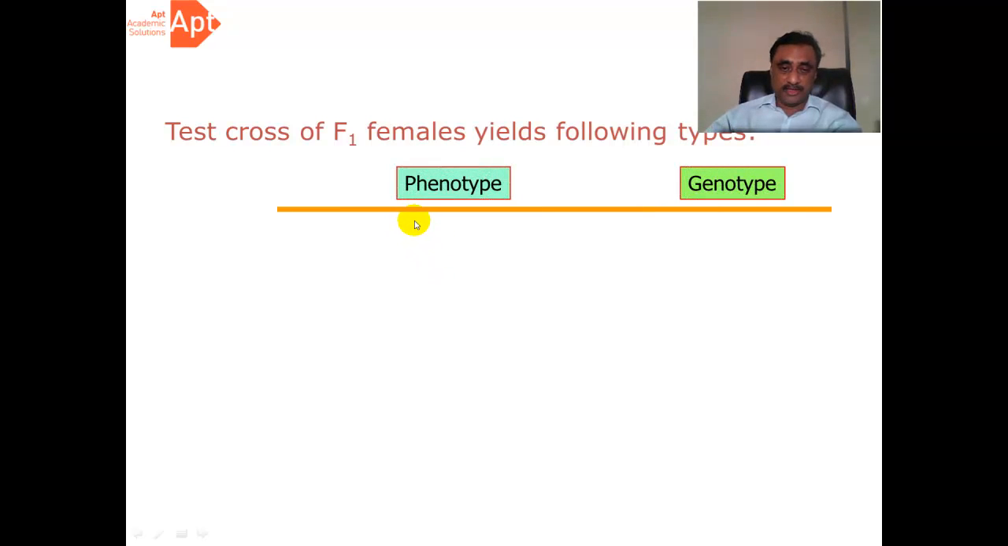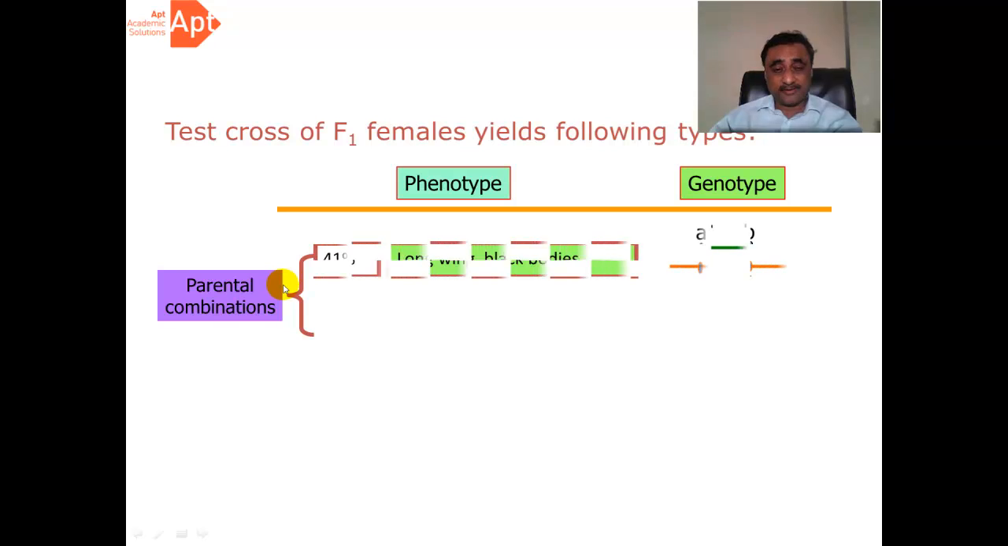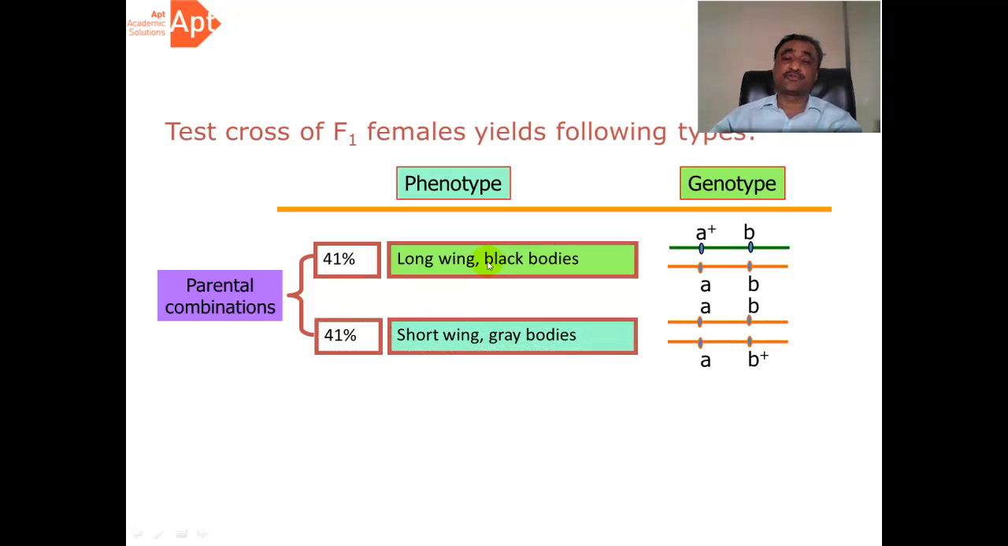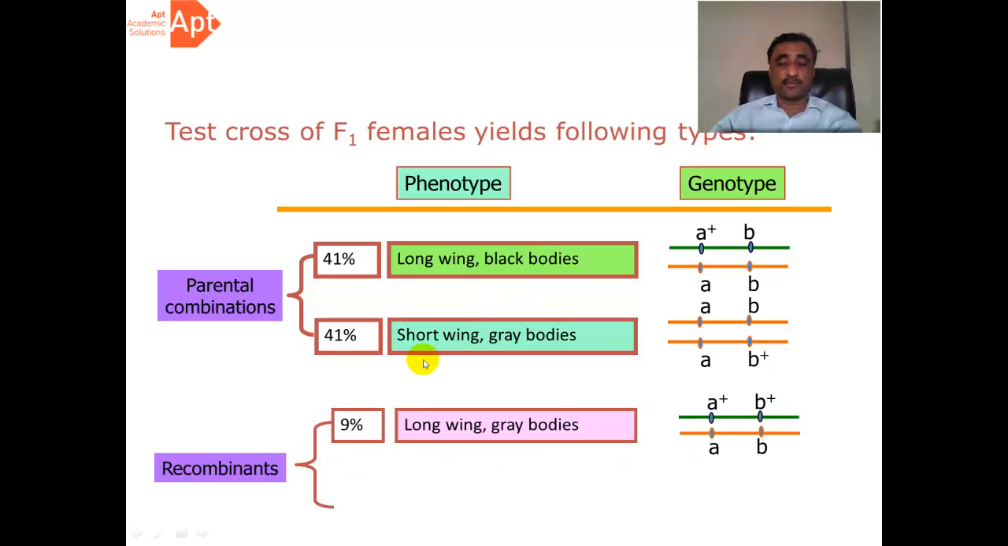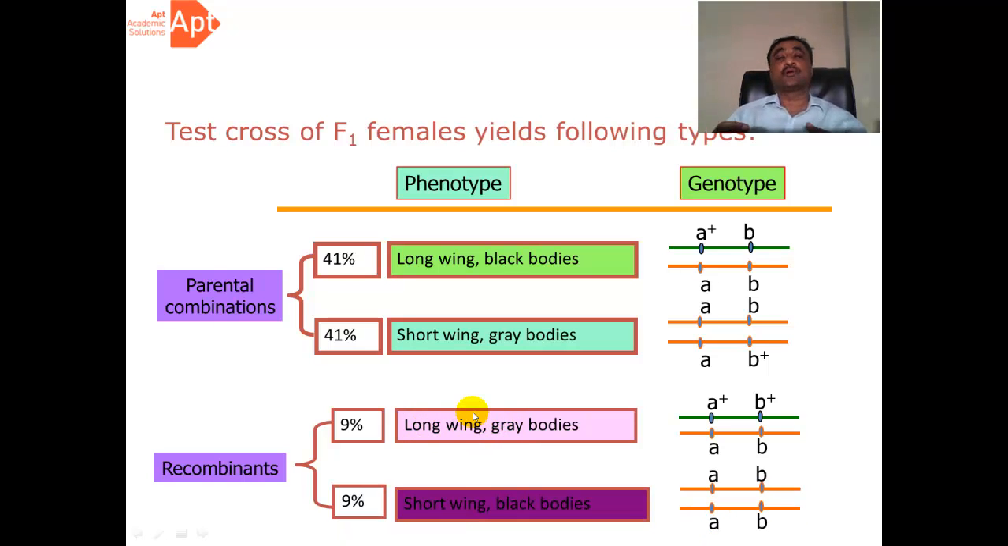Now, as a result of the test cross, what happens? The parental combinations, long wing black bodies, because this was the parent from where we started, got 41%. Short wing and gray body again got 41%, because we started with long wing, which is dominant, and black body was a recessive character. Here we got 41%. Short wing and gray was dominant, right? But the recombinants, because they are the new combinations, that is long wing gray bodies and short wing black bodies, both get 9%.